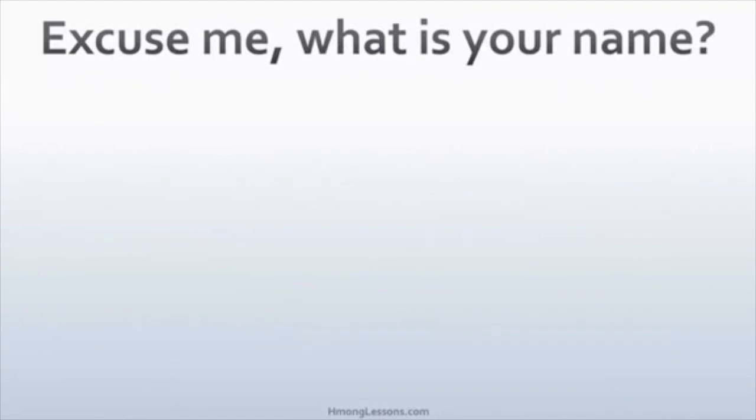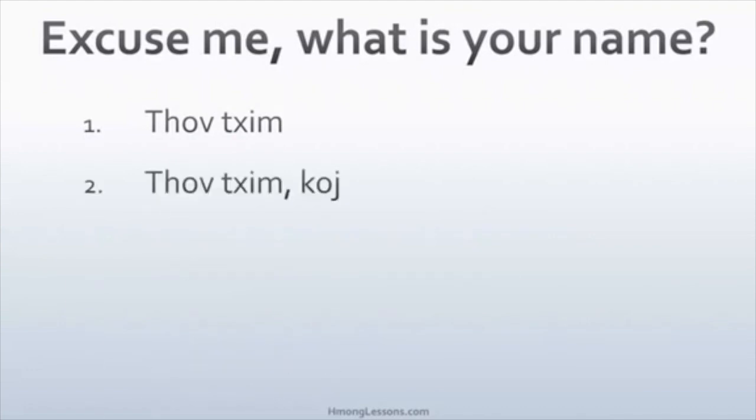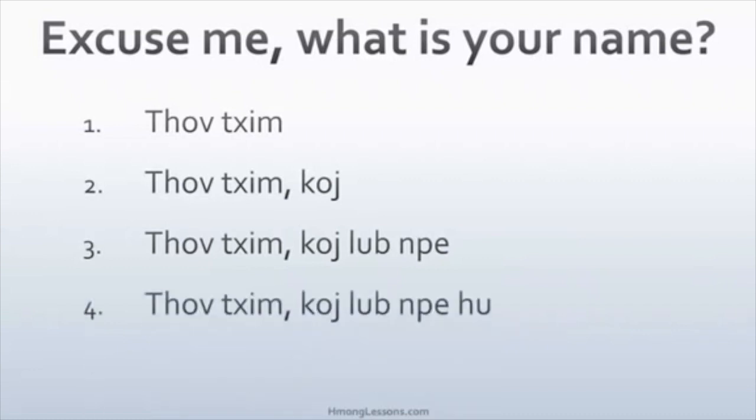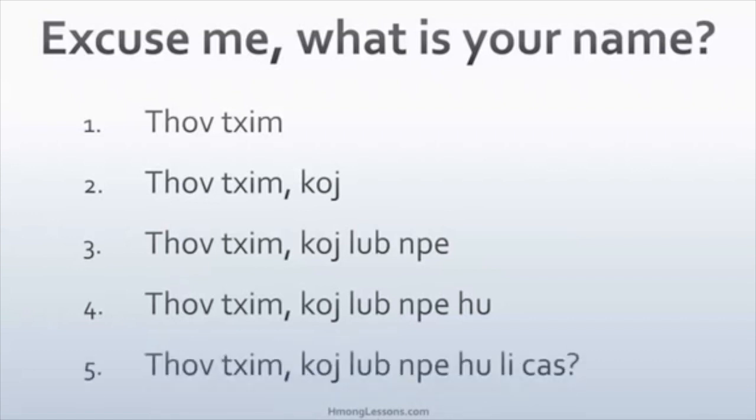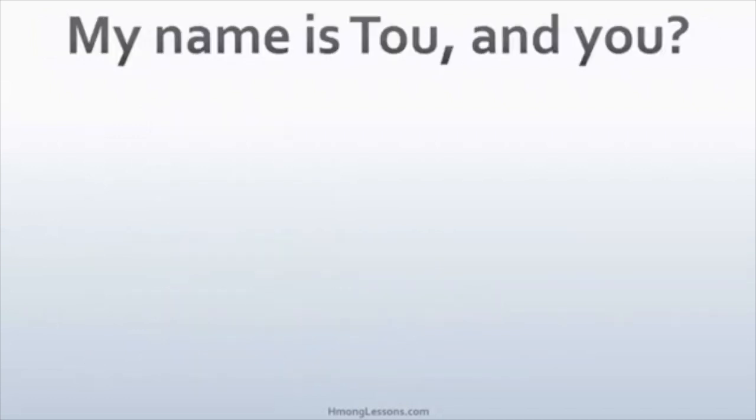Excuse me, what is your name? Follow along. Tao zi. Gao. Tao zi. Gao lun bei. Hu. Tao zi. Gao lun bei hu li jia. Excuse me, what is your name? Tao zi. Gao lun bei hu li jia. Excuse me, Tao zi. What is your name? Gao lun bei hu li jia. My name is 2, and you?